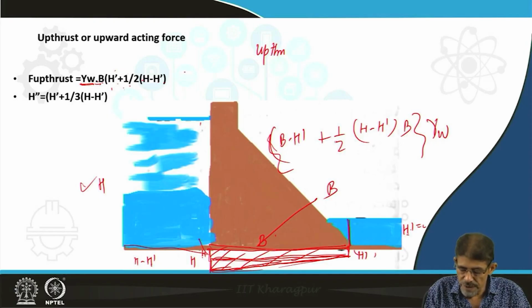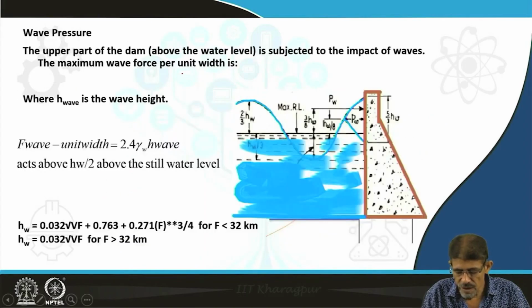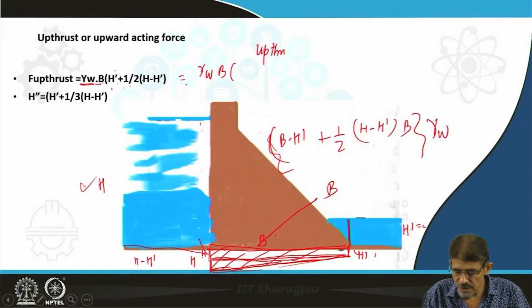Simply, we can recognize here the unit weight of water into B, then half H minus half H dash, so it is half the unit weight of water into B into half H plus half H dash.